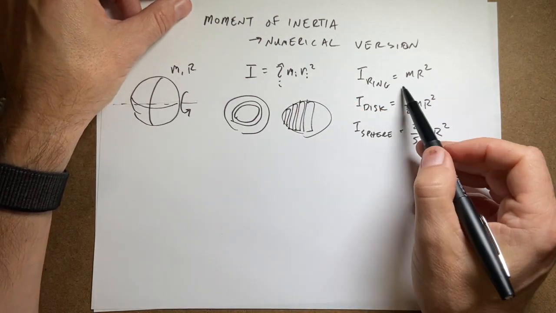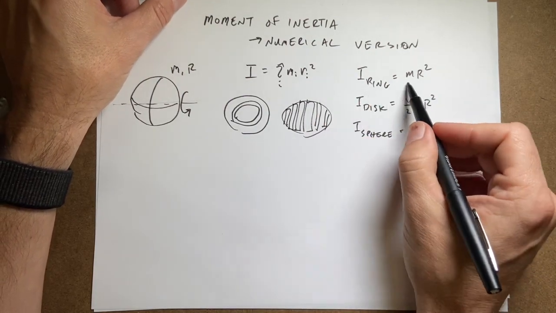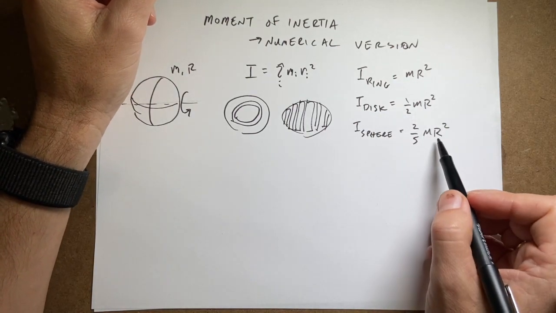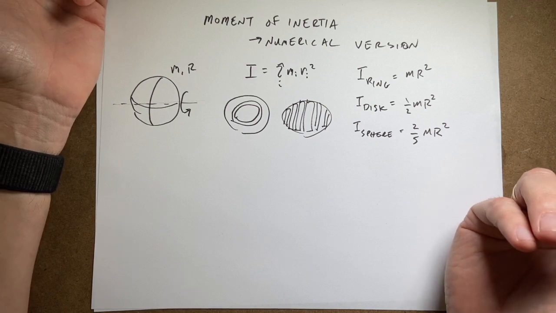And so the moment of inertia, I guess I should finish that. The moment of inertia of a ring is mr squared. The disk is 1/2 mr squared, and the sphere is 2/5 mr squared. And I did that by using calculus to integrate. And I had a great time. I don't know about you.